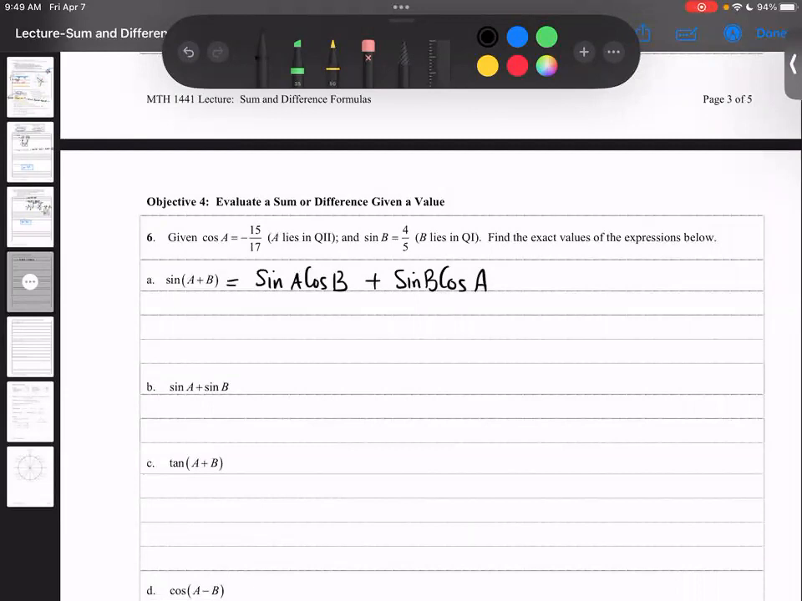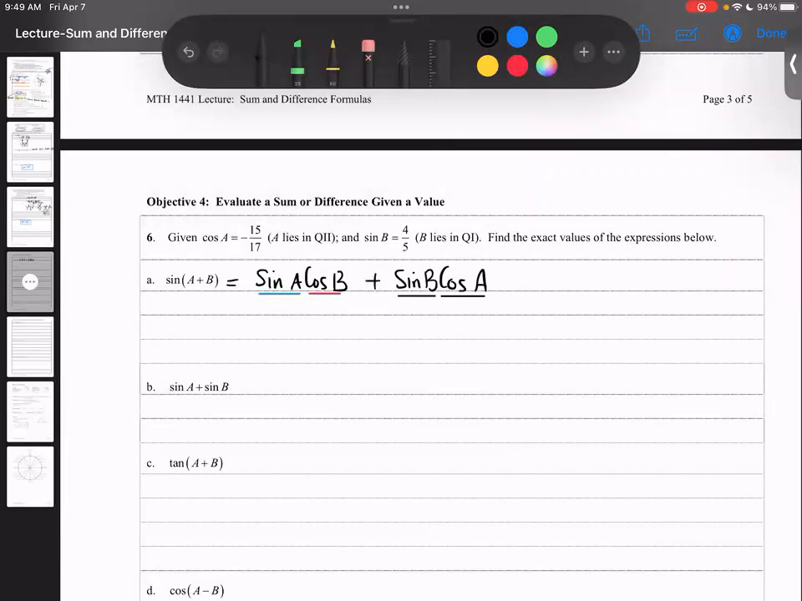Now I have cosine A. Don't write this part. I have cosine A. I have sine B. But I don't have sine A and cosine B. I don't have these two. I have to look for them. So let's look for them. Maybe I'll use red for cosine B.